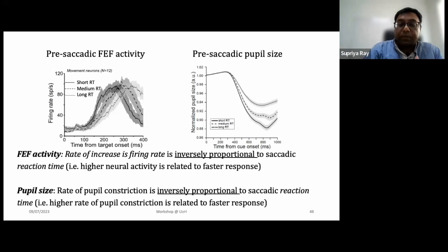Now we come back to that plot that I have shown you earlier. There is the neural activity recorded from monkeys on the left panel. Do you remember, the activity of FEF neurons increased at a higher rate when reaction time was shorter? And the right panel shows that the pupil size decreased at a higher rate when the reaction time was shorter. And as you can see the similarity between these two plots, although these are not taken at the same time, can you see the pattern here? It's more like a mirror replica actually.